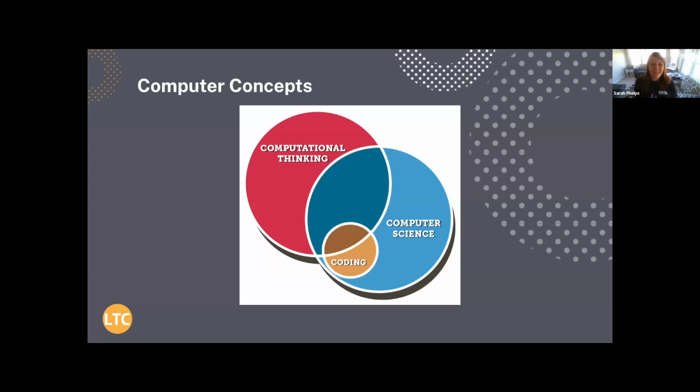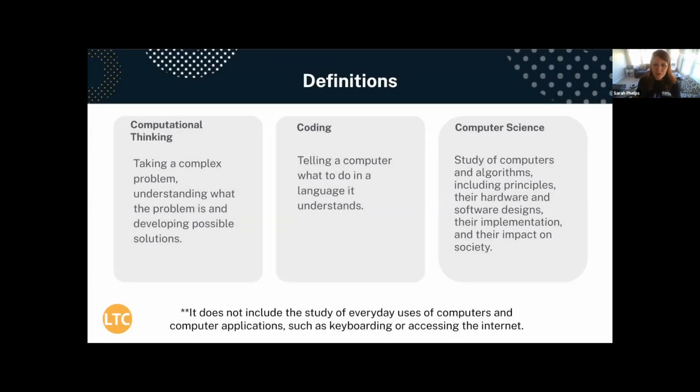And there's also another concept called computational thinking. And so you can see these are all computer-related concepts. And you can see that coding is actually pretty small. It's a pretty small portion of what it means to introduce computer science to your students. Computer science is, let's look at some definitions here. Computer science is the study of computers. So we're talking hardware and software. We're talking about implementation and how we use this device to make things happen.